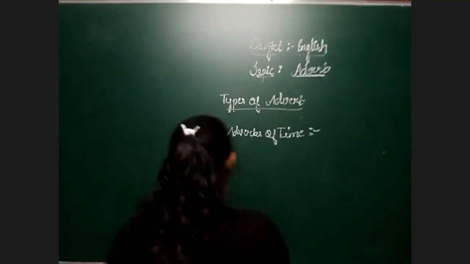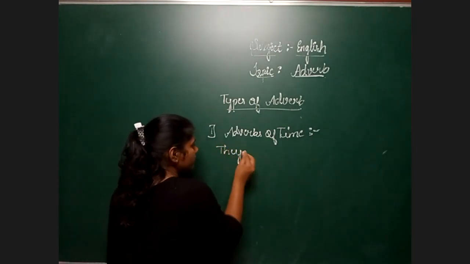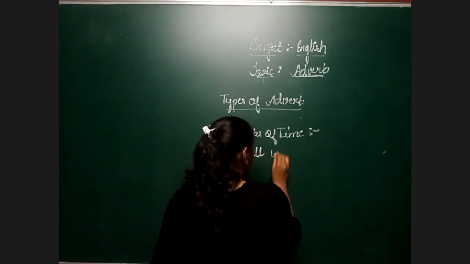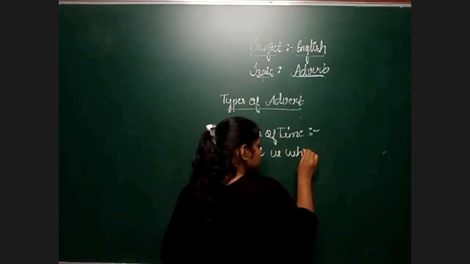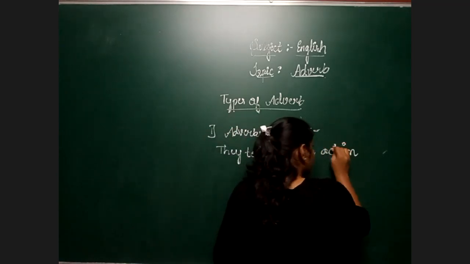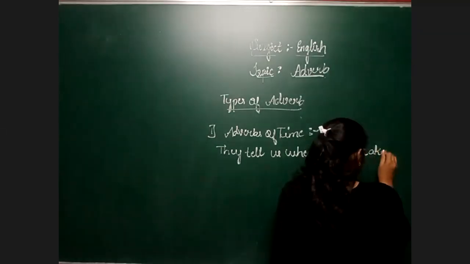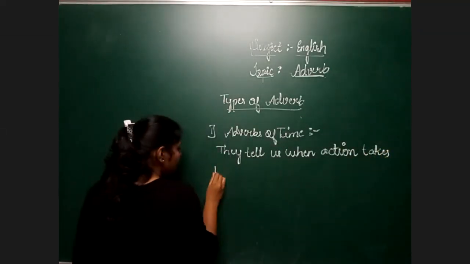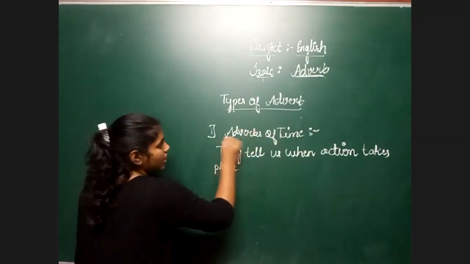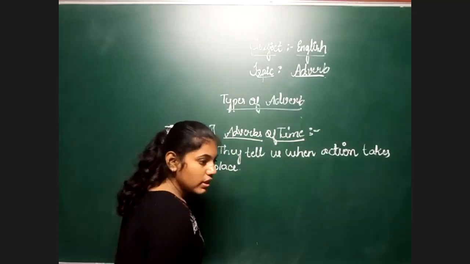Okay, what is meant by adverbs? They tell us when an action takes place. Okay, this is about the first type of adverb, that is adverb of time. It tells about when the action takes place.